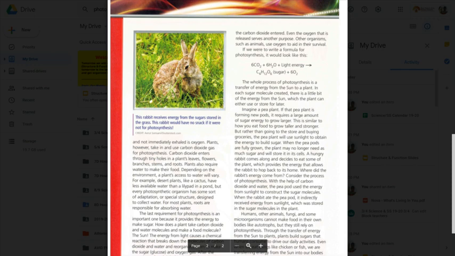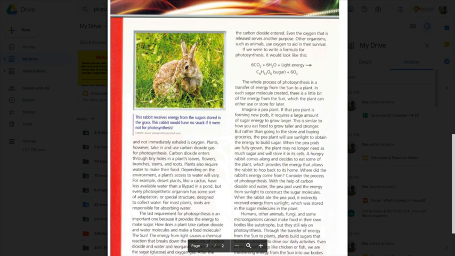If we were to write a formula for photosynthesis, it would look like this: 6 CO2 plus 6 H2O plus light energy yields C6H12O6, which is sugar, and 6 O2s. The whole process of photosynthesis is a transfer of energy from the sun to a plant. In each sugar molecule created, there is a little bit of energy from the sun, which the plant can use or store for later.